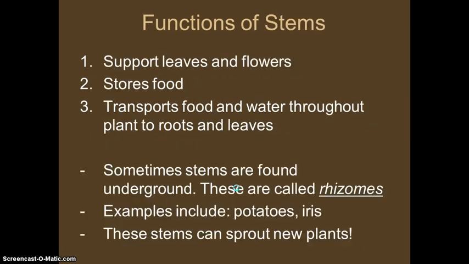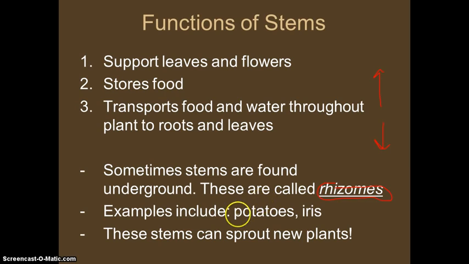Moving on to stems. Stems obviously support the leaves and the flowers, and sometimes they store food. They also transport food and water both up as well as down, either up to the leaves or down to the roots. But the idea here is that the stems are there to help support the plant. Believe it or not, sometimes stems are found underground. And we happen to call these rhizomes.